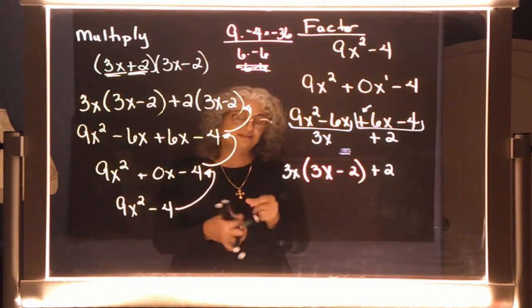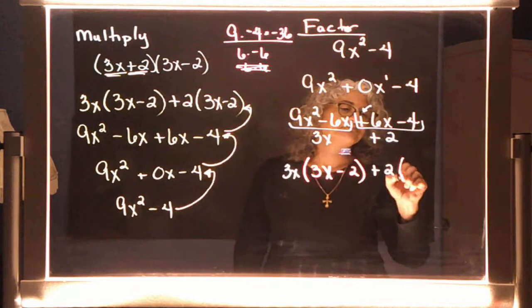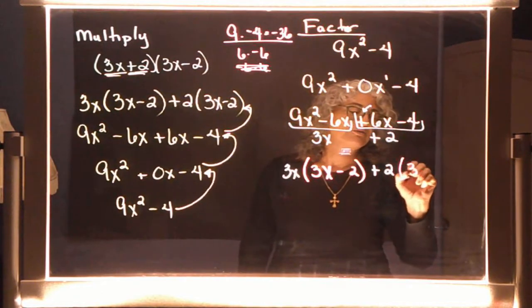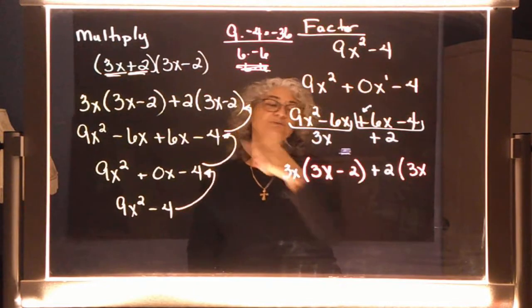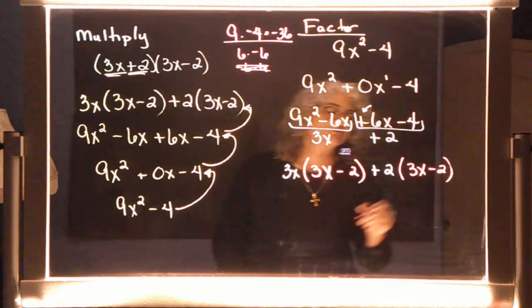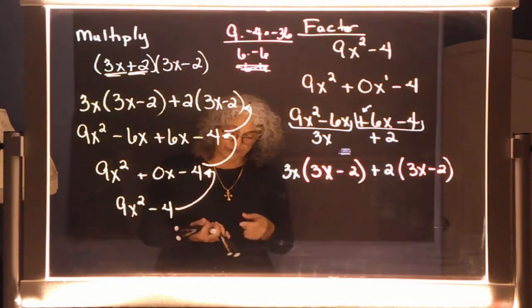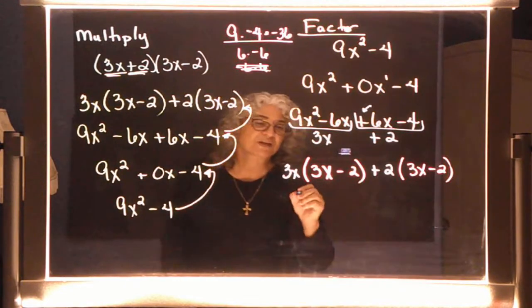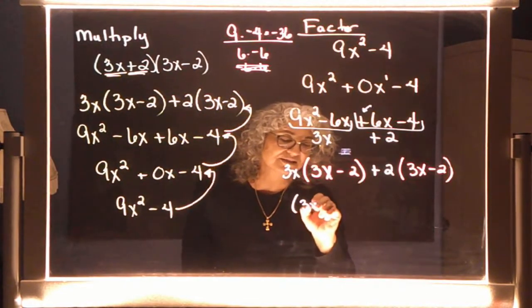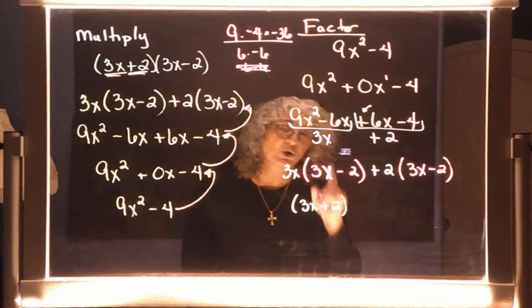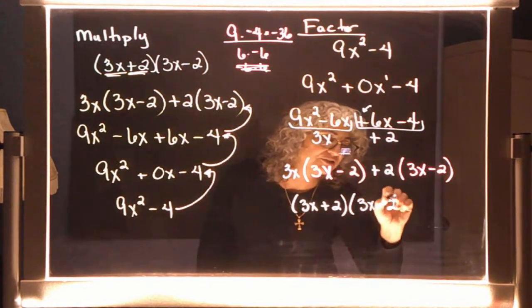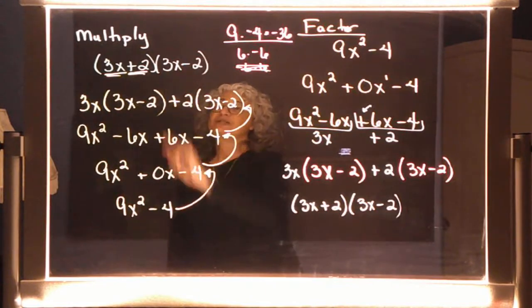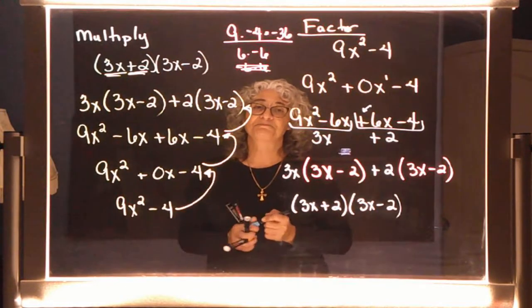And then, yep, that gives me a 3x when I divide, and a negative 4 divided by a positive 2, negative 2. And now I'm noticing that this 3x and this positive 2 were both distributed to 3x minus 2. And that was the original problem, wasn't it?